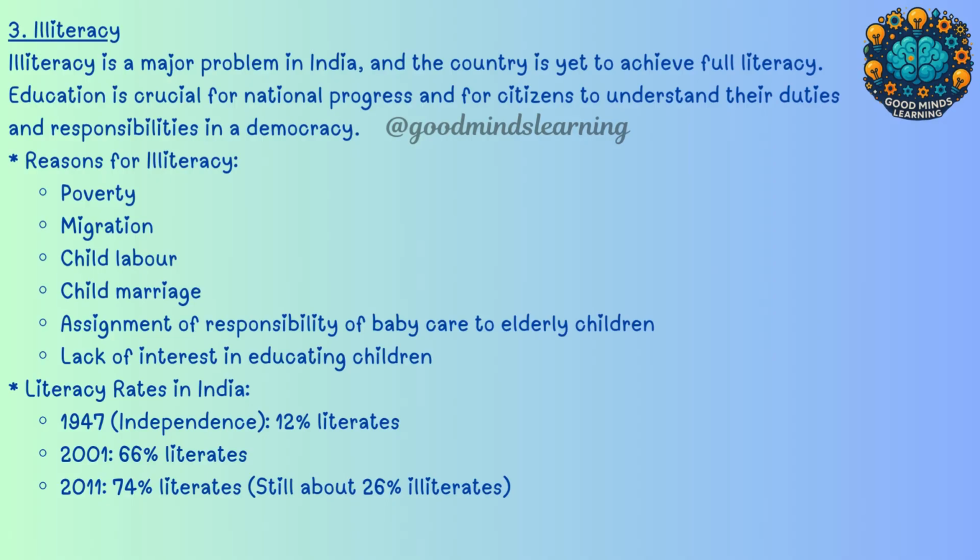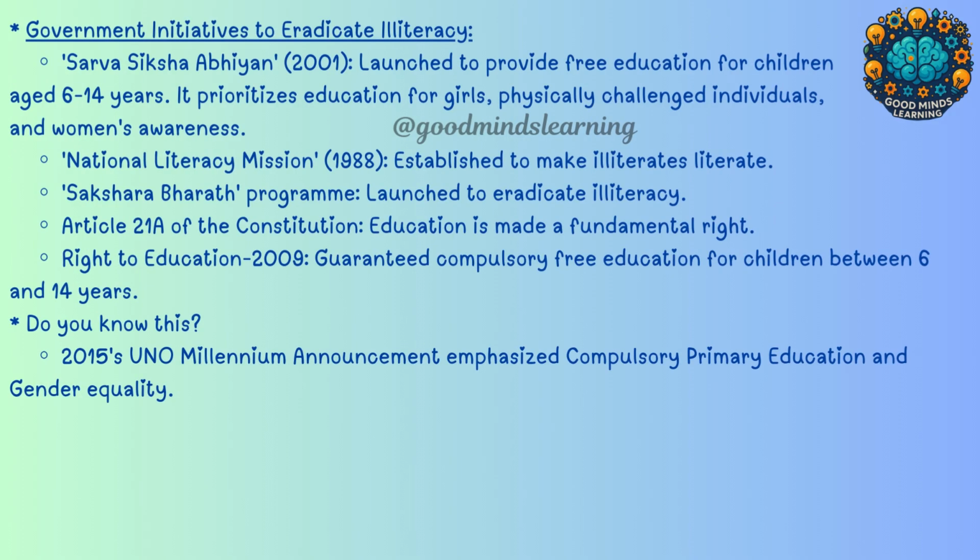Literacy rates in India: 1947 independence, 12% literates. 2001 is to 66% literates. 2011 is to 74% literate, still about 26% illiterates. Government initiatives to eradicate illiteracy. Sarv Shiksha Abhiyan 2001, launched to provide free education for children aged 6 to 14 years. It prioritizes education for girls, physically challenged individuals, and women's awareness.